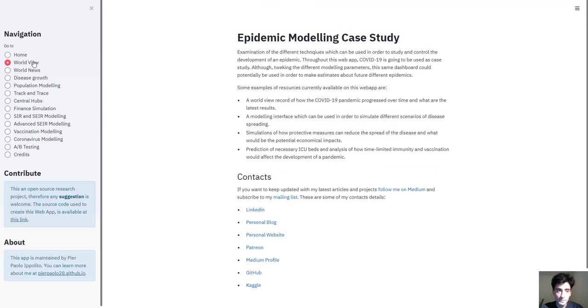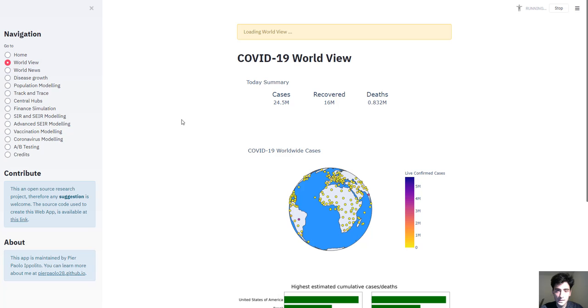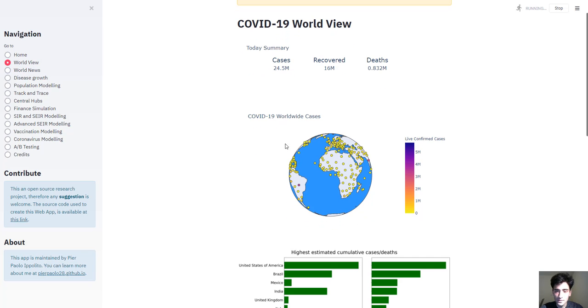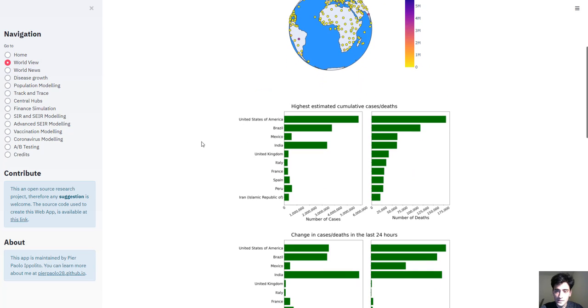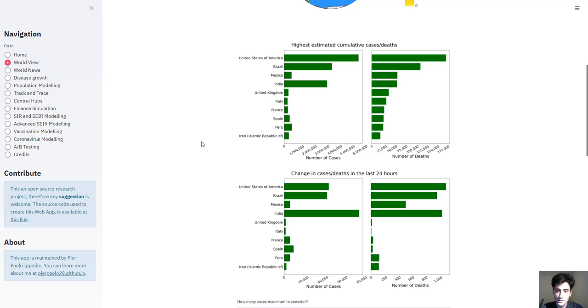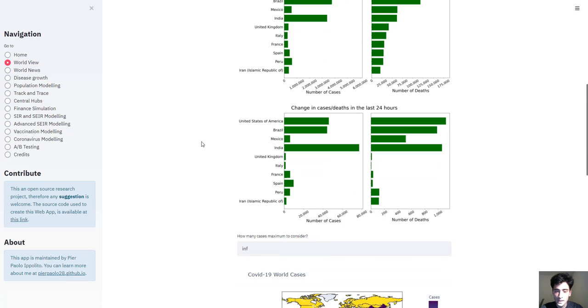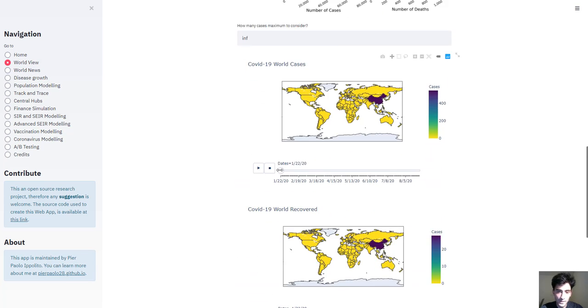In the first tab, we can find information about how COVID-19 has been spreading around the world in the last few months. In this case, we can find specific information about each country, estimates of the number of deaths and how they changed in the last 24 hours, and videos about how the disease has been spreading around the world in different countries for number of cases, deaths, or recovered.